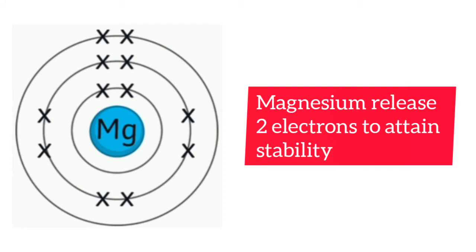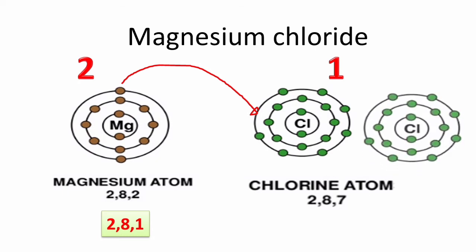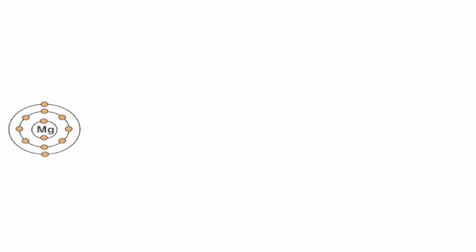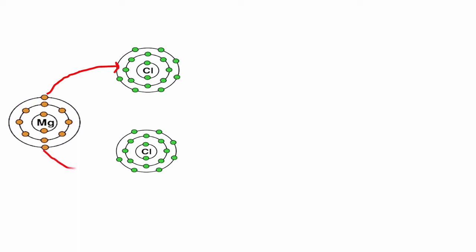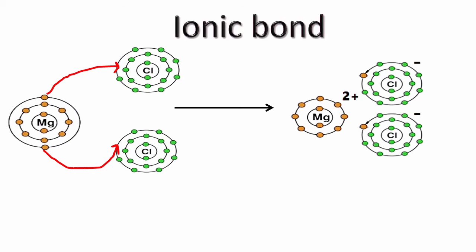So if magnesium releases 1 electron and chlorine accepts 1 electron, chlorine gains noble gas configuration, but magnesium still has 1 more electron in the valence shell, which makes it unstable. Thus, we need 2 chlorine atoms so that magnesium chloride can be formed. In the formation of magnesium chloride, the magnesium atom donates 1 electron each to 2 chlorine atoms, forming a magnesium ion with 2 positive charges and 2 chloride ions each with a negative charge.